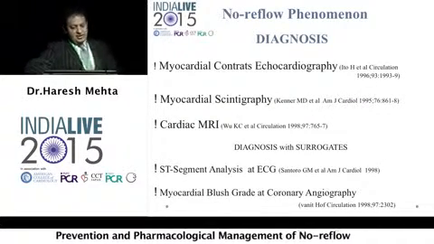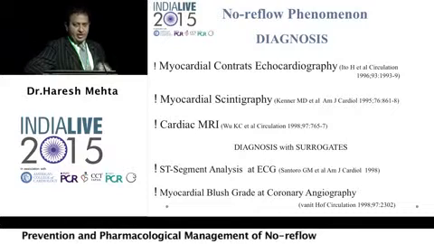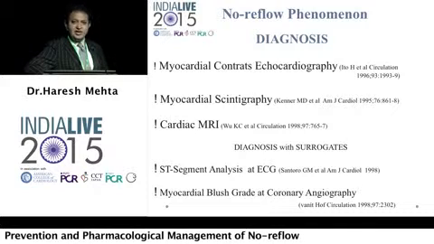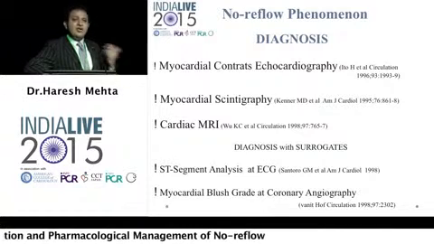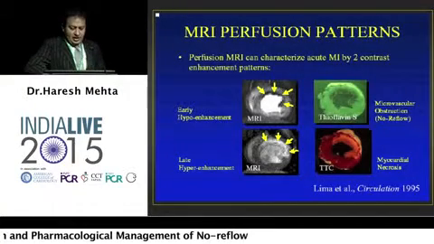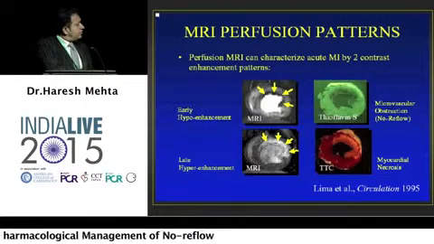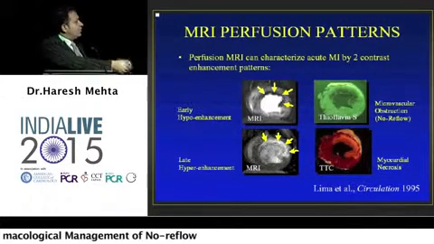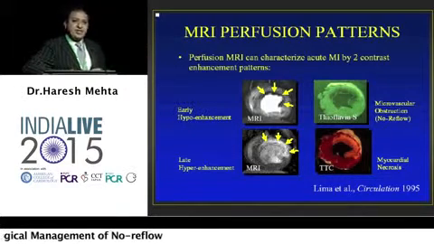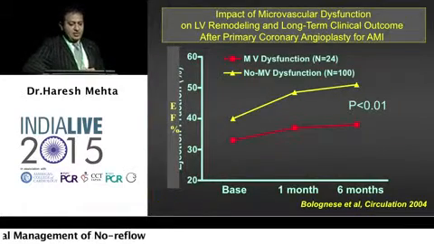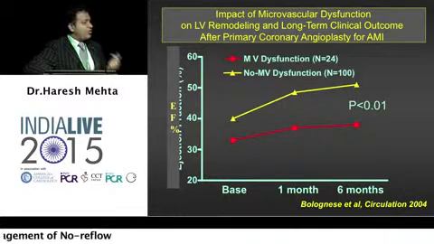How do we diagnose these things? Myocardial contrast echo, myocardial scintigraphy, cardiac MRI, and on table, of course, ST segment analysis of the ECG, myocardial blush grade, TIMI flow of the vessels, or the TIMI frame count. That is very important. If you see this slide, there is hypo enhancement there. You can see a hypo enhancement, which is a yellow arrow, and then later it causes hyper enhancement. So the outcome of this patient, as you see, if you have microvascular dysfunction, they're going to fare much worse than the people who have no microvascular dysfunction.